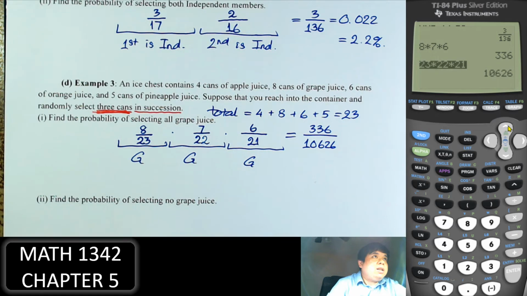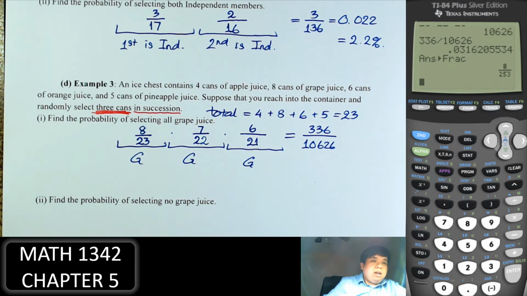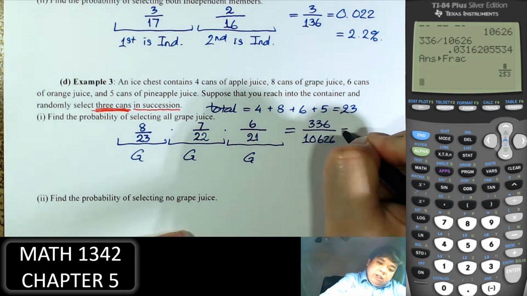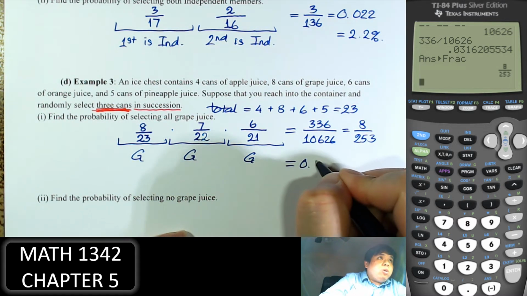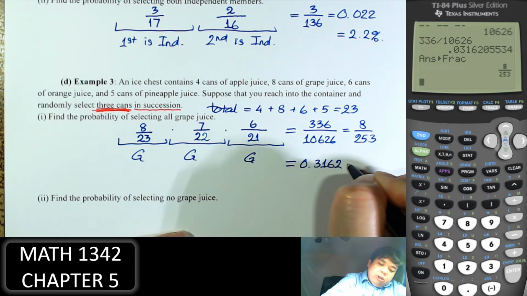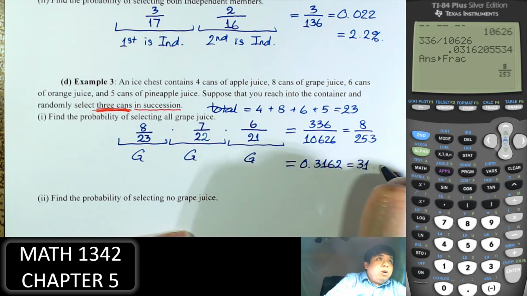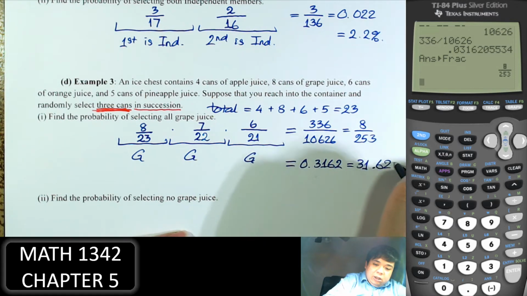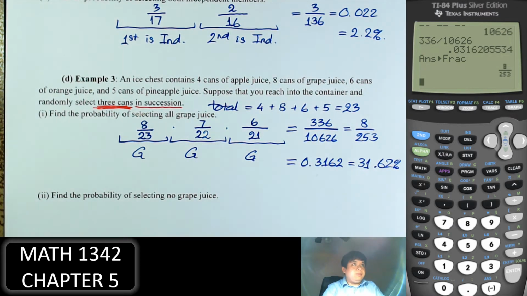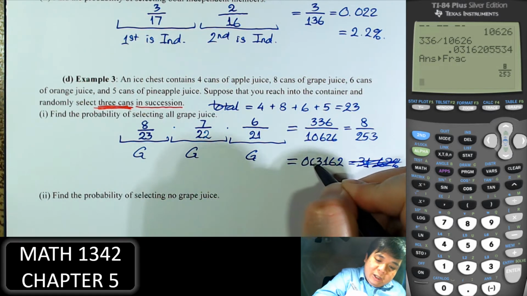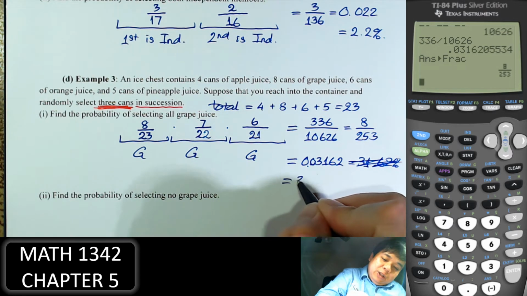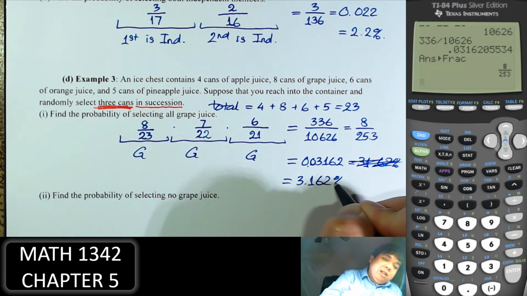And if we take this number divide by that number, can we simplify? Yeah, 8 over 253. Or 0.3162 or 31.62%. I'm sorry, I missed a decimal point. So it's 3.162%. Yeah.